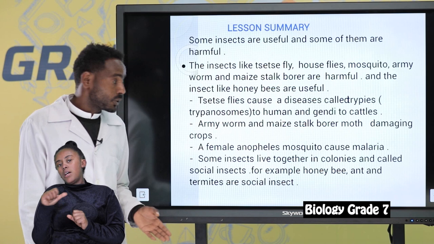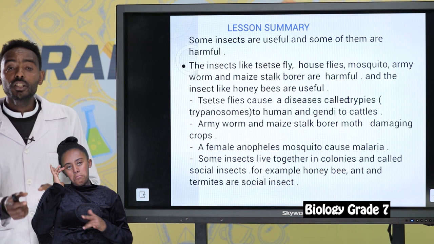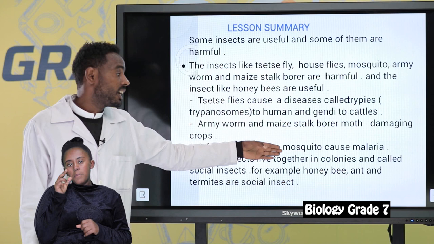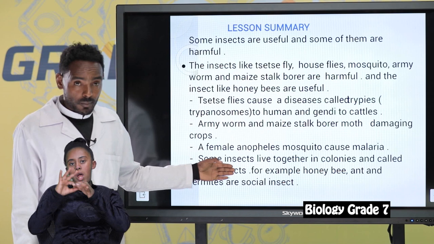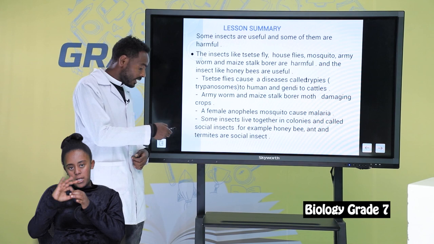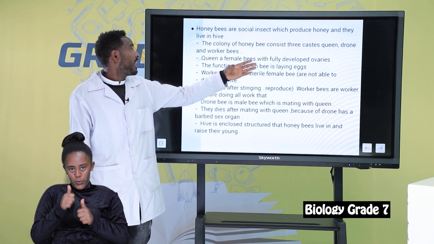The next thing we talk about is vectors. Vectors are carrier organisms which cause disease, or disease-causing carriers. A female anopheles mosquito causes malaria. Some insects that live together in a colony are called social insects. For example, honeybees, ants, and termites are called social insects because they live together in a community. Honeybees are social insects which produce honey and live in a hive. The hive is the home of the honeybee.